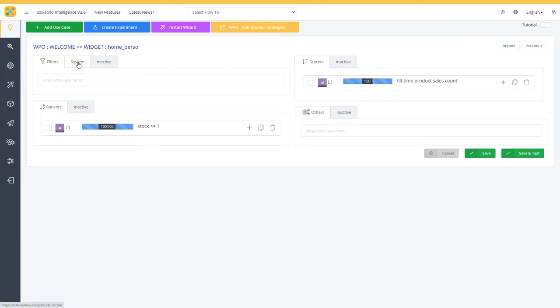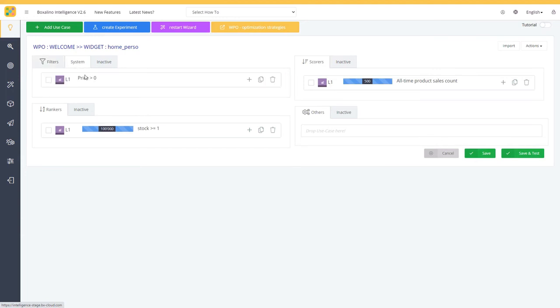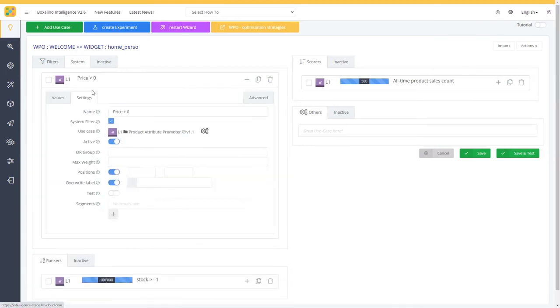The first is that you might want to define some of the filters in a very technical way for technical reasons, like for instance, we have pushed to Boxalino many products that are inactive, but obviously we don't want to recommend something which is inactive, so we set it as a system filter, and it doesn't appear as an actual filter in the list.